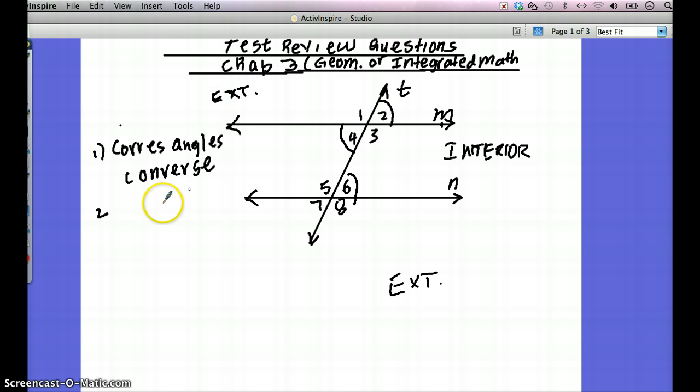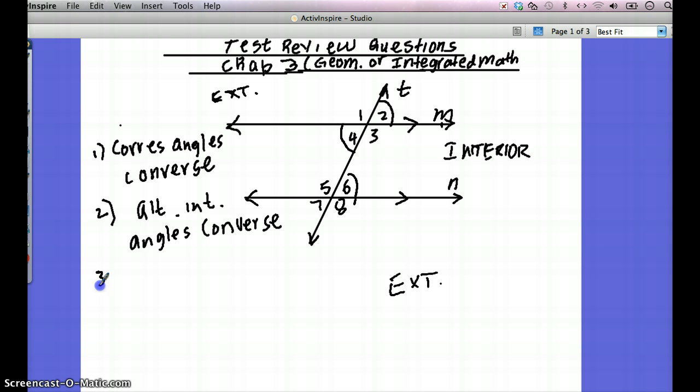So getting back to this, if two lines are cut by a transversal such that alternate interior angles are congruent, then the lines would be parallel. This arrow here on the lines means that the lines are parallel. This one would be the alternate interior angles converse.